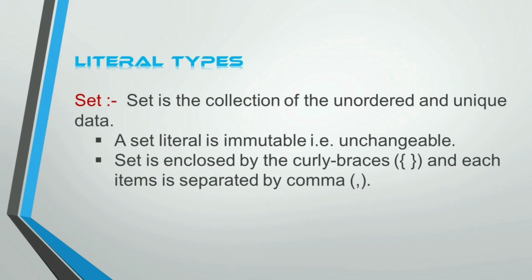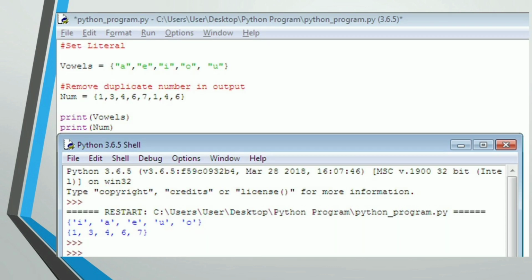Now next literal type is a set literal. Set is the collection of unordered and unique data. A set literal is immutable, that is, unchangeable. Set is enclosed by curly braces and each item is separated by comma. You can see in Python IDE, a set with name vowels is given. Another set named num is given with duplicate numbers. You can see in num set, it removes duplicate numbers in the output.